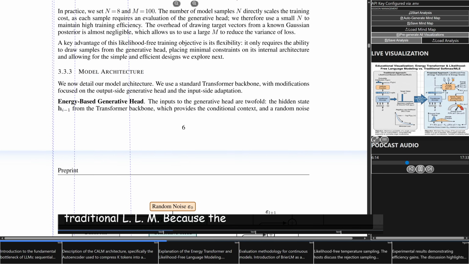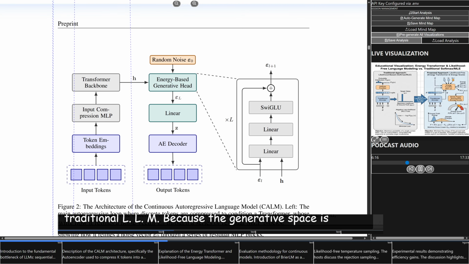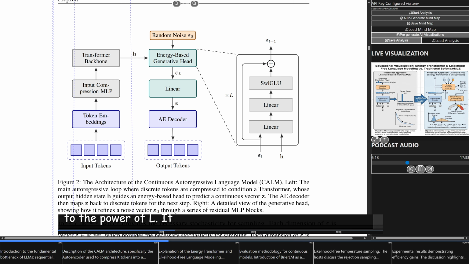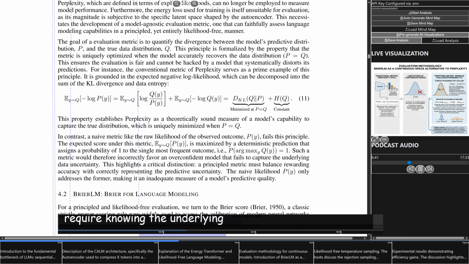Because the generative space is R to the power of L. It's an uncountable infinite set. Traditional LLMs work because they compute an explicit probability distribution over a finite vocabulary. They can list every possible outcome. When you try to do that in an infinite continuous space, computing that probability density becomes mathematically intractable. You just can't normalize over infinity. So they needed an objective function that doesn't require knowing the underlying probability density. And they landed on the energy transformer architecture.